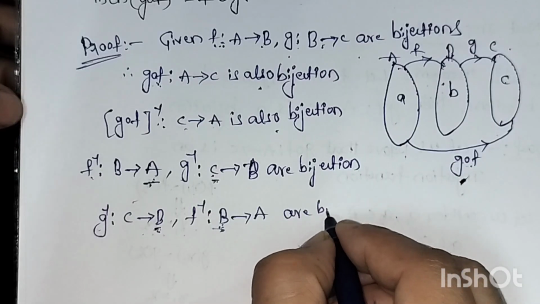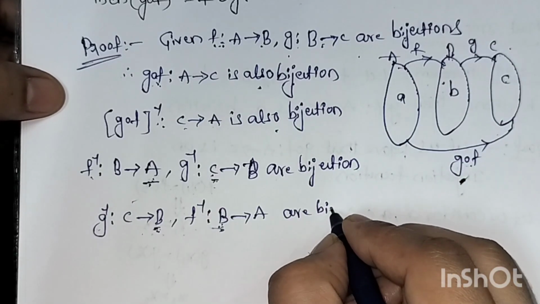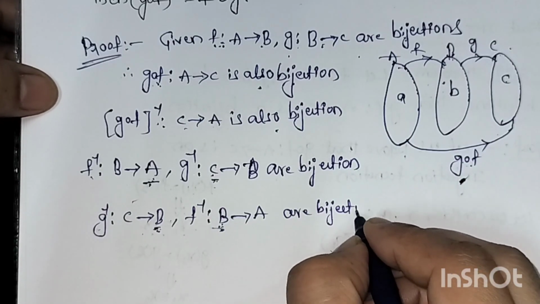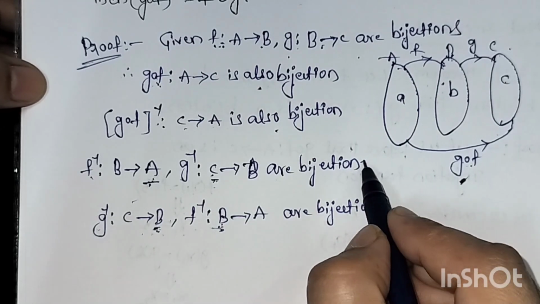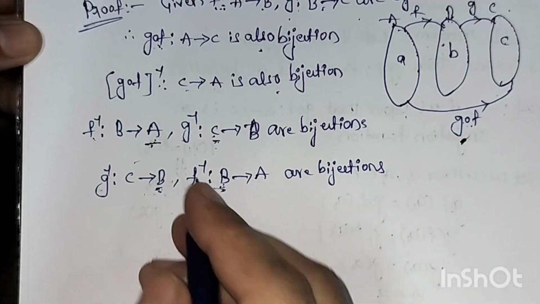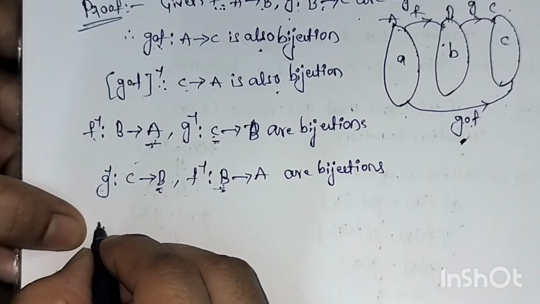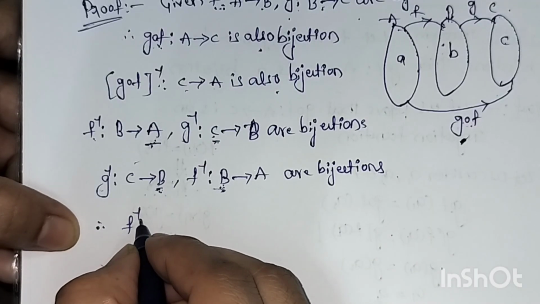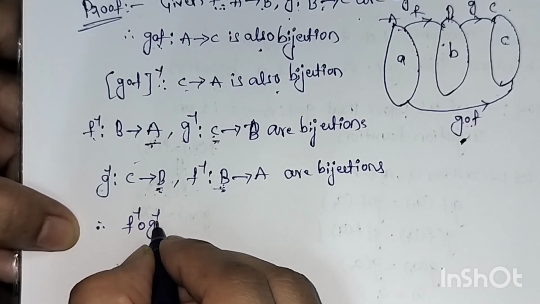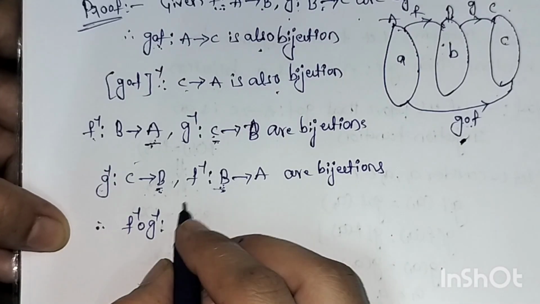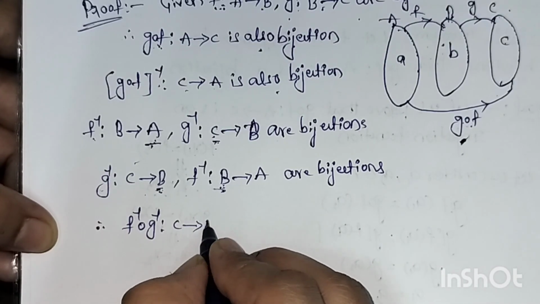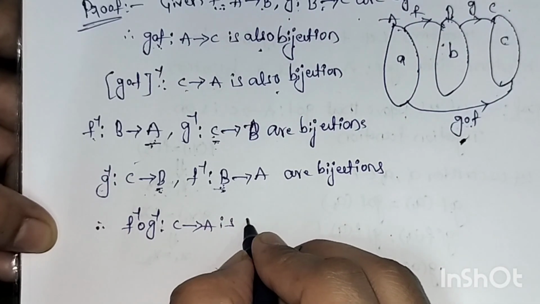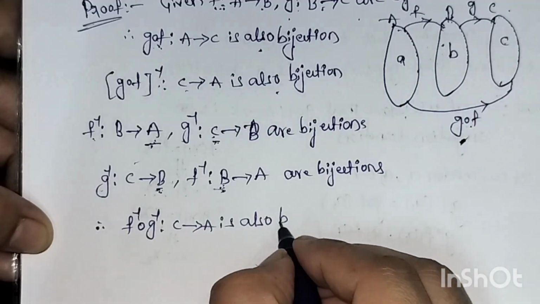Bijections. Therefore, F inverse circle G inverse maps C to A is also a bijection.